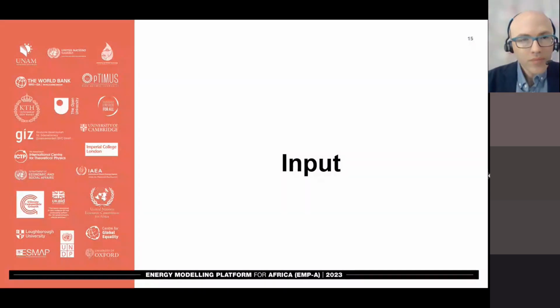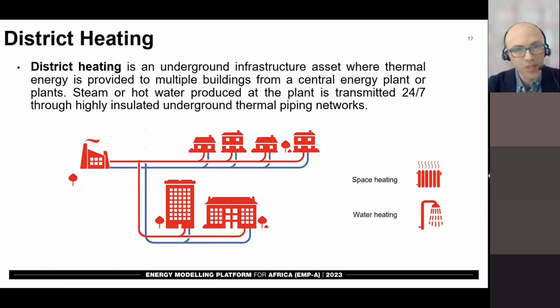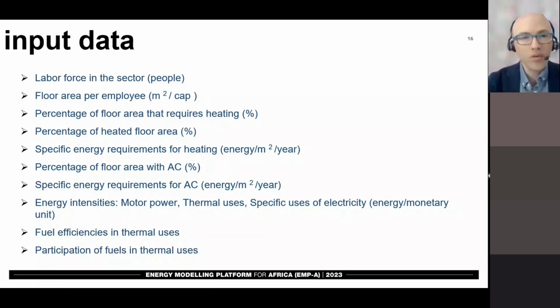The input data. The data needed in MAED for the service sector is the labor force and the sector, the floor area per employee, the percentage of floor area that requires heating, the percentage of heated floor area, the specific energy requirements for heating, percentage of floor area with air conditioning, specific energy requirements for air conditioning, energy intensities for motor power, thermal uses, specific use of electricity, fuel efficiencies in thermal uses, participation of fuels in thermal uses. These are the data that is needed for the service sector.